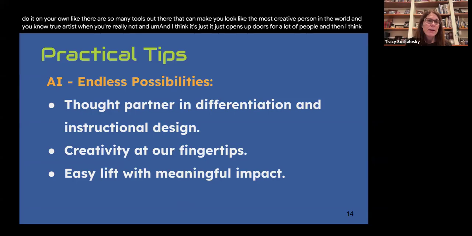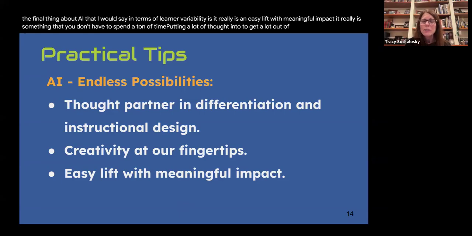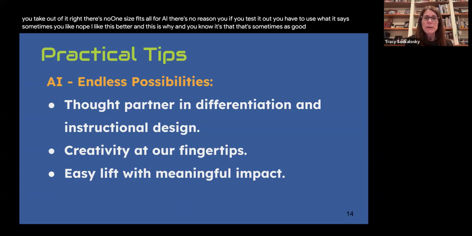And then I think the final thing about AI that I would say in terms of learner variability is it really is an easy lift with meaningful impact. It really is something that you don't have to spend a ton of time putting a lot of thought into to get a lot out of. And you can choose what you take out of it, right? There's no one size fits all for AI. If you test it out, there's no reason you have to use what it says. Sometimes you like, yep, I like this better, and this is why. And that sometimes is good instructional decision making.